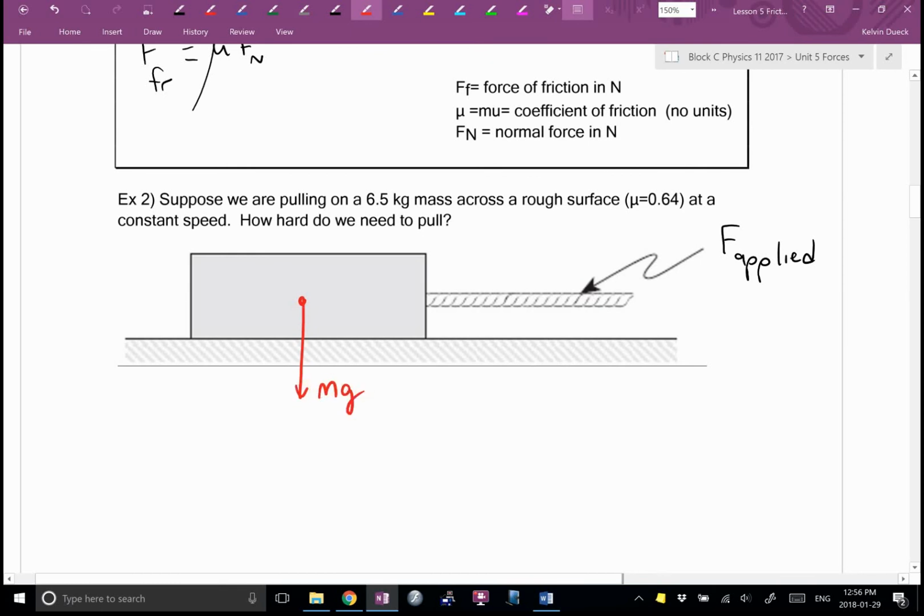Are we sinking into the ground like quicksand? Are we flying like Superman? So what else can I say? There must be an arrow pointing up exactly the same size as mg. What do we call that force that the ground exerts back at us? This is the normal force. What else? Well, we have this applied force. I'm going to abbreviate it FAPP.